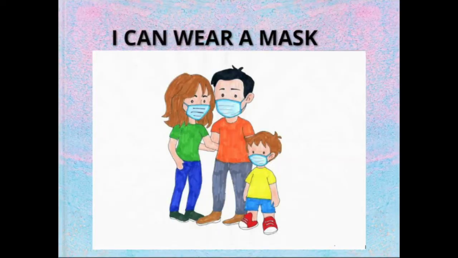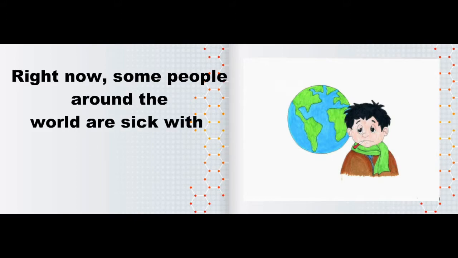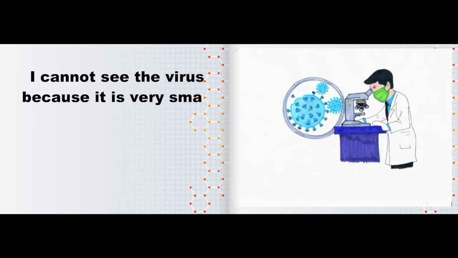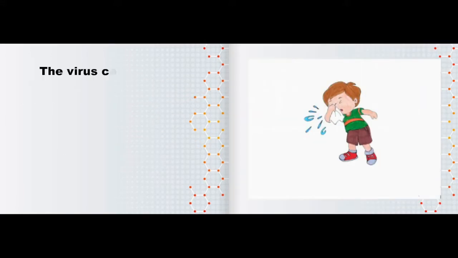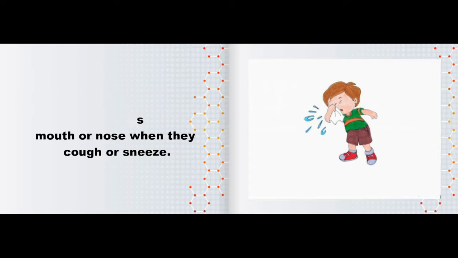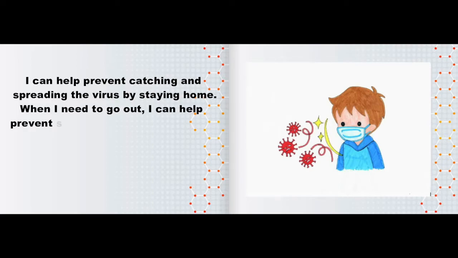I can wear a mask. Right now, some people around the world are sick with a virus called COVID-19. I cannot see the virus because it is very small, but people with microscopes have seen the virus. The virus can pass from person to person through tiny droplets that come from a person's mouth or nose when they cough or sneeze. I can help prevent catching and spreading the virus by staying home. When I need to go out, I can help prevent spreading germs by wearing a mask.